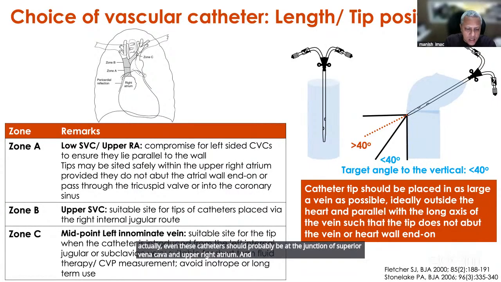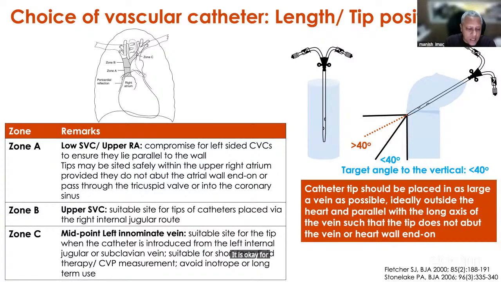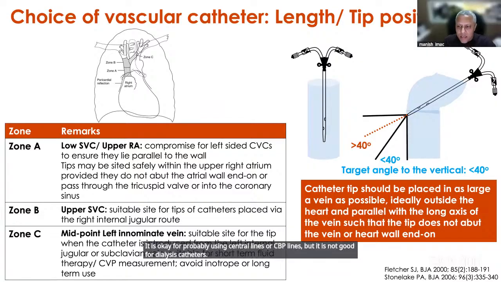And zone C is okay for central lines or CVP lines, but it is not good for dialysis catheters. Second, the angle the tip of the catheter makes with the vein should be less than 40 degrees, which means it is lying a little bit flush to the wall of the vein and not hitting the vein wall end on, and therefore increasing the risk of perforation.